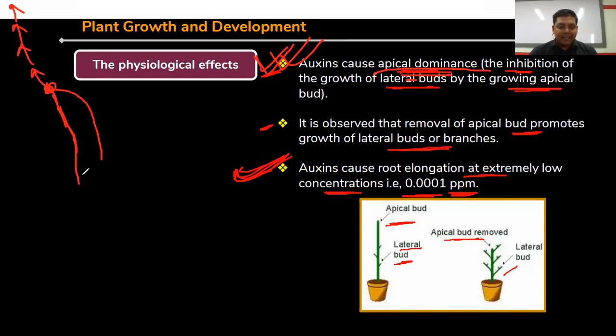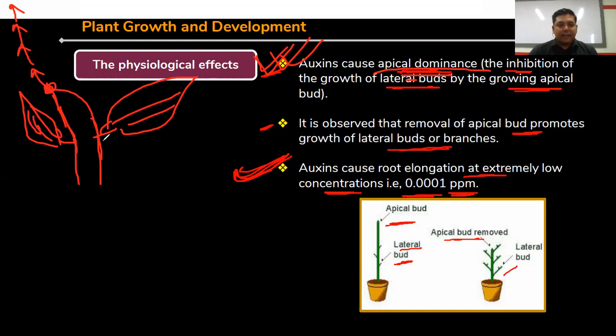By inhibition of the lateral parts. That means, suppose this is the branch, this is the plant leaf, clear? This is the plant leaf, and here the terminal part, the lateral part is present, right? These are the terminal part, and suppose auxin is present at the apical part, right? Now, how can auxin be involved in the apical dominance process?